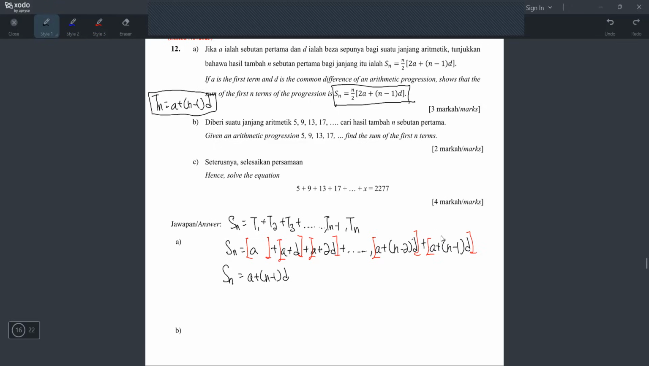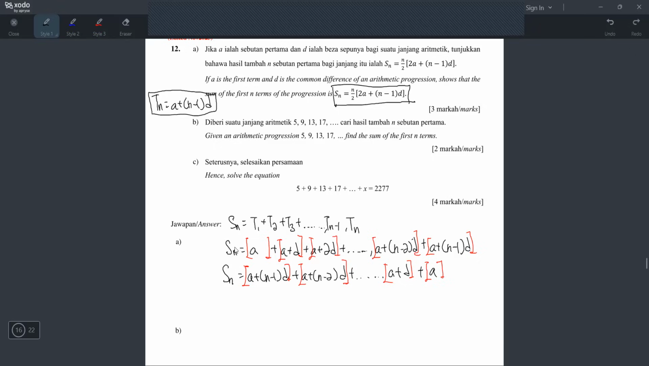And then plus the second last term, which will be my second term now. It will be A plus n minus 2d. And then keep going until my second term, A plus d, becomes the last two terms, A plus d, and then A, right? And same thing, I want to use brackets to group everything nicely like this. So now, I write Sn two different ways, right?